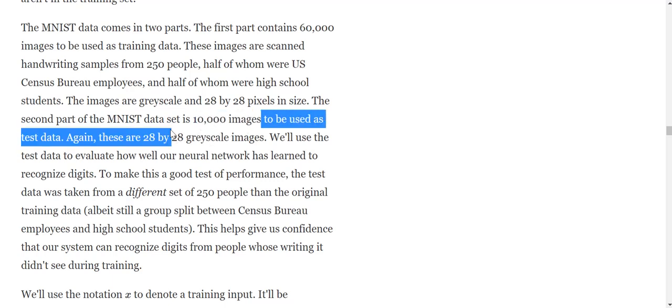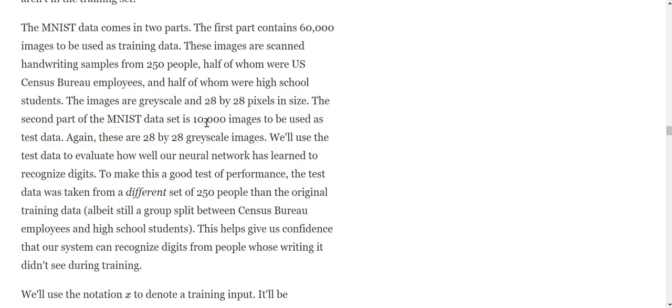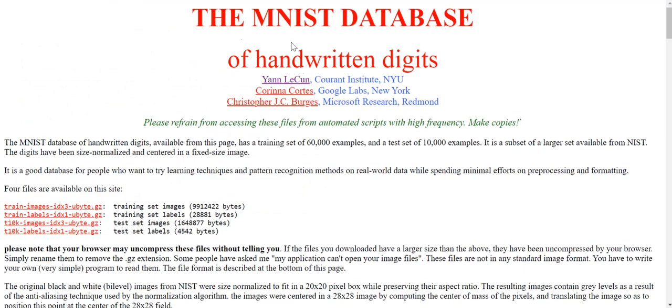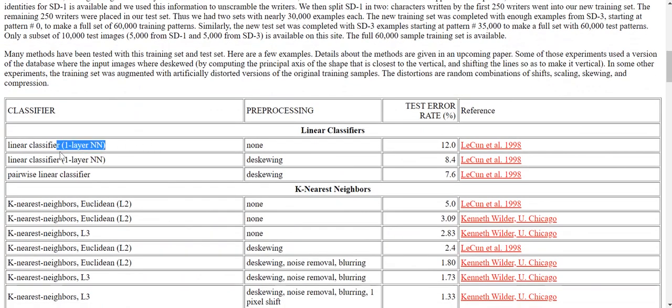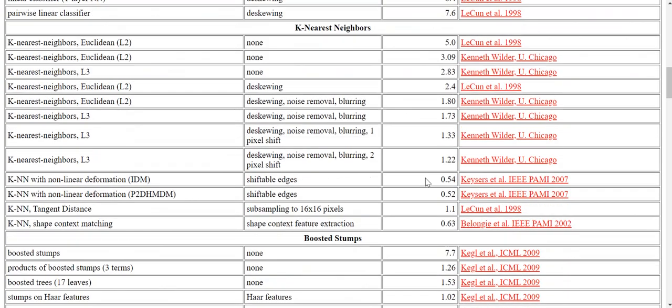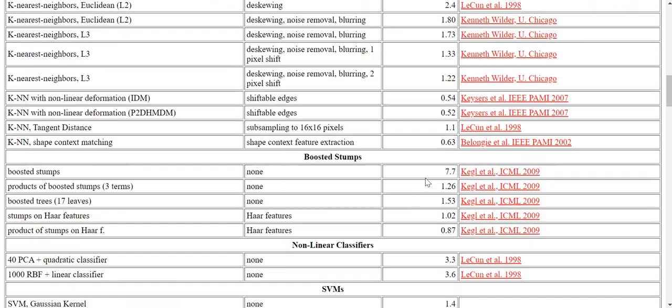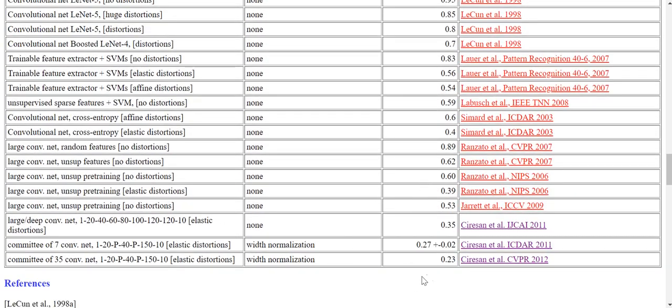So why do we have a separate test set? To show that this is the MNIST database, this is the official website, and you will see that there are different models which people have tried out, and they've mentioned what error rate they got. You can see that someone reported a 12% error in 1998, and if you go down below, you'll see in 2012 the error was as low as 0.23, right?